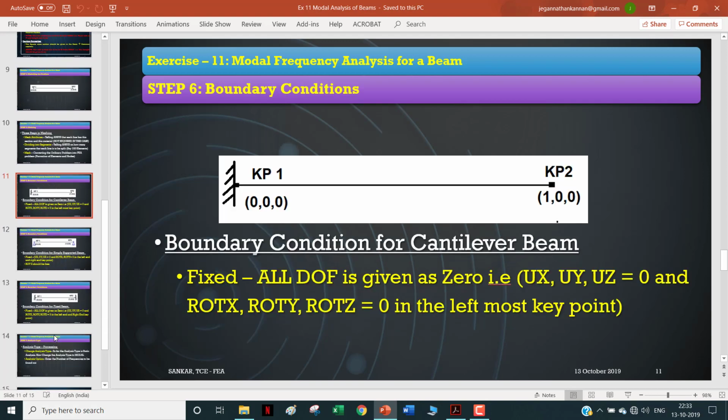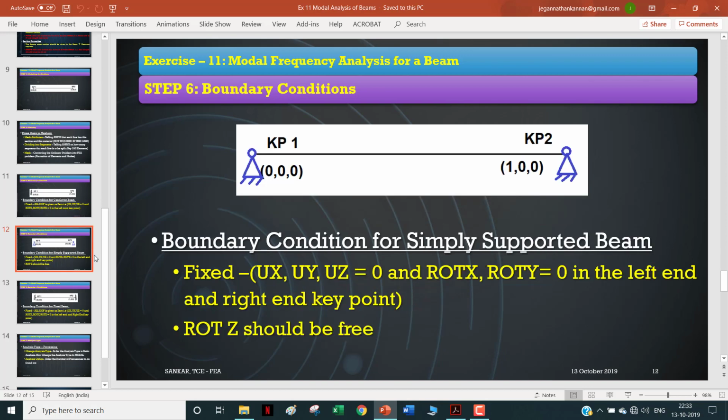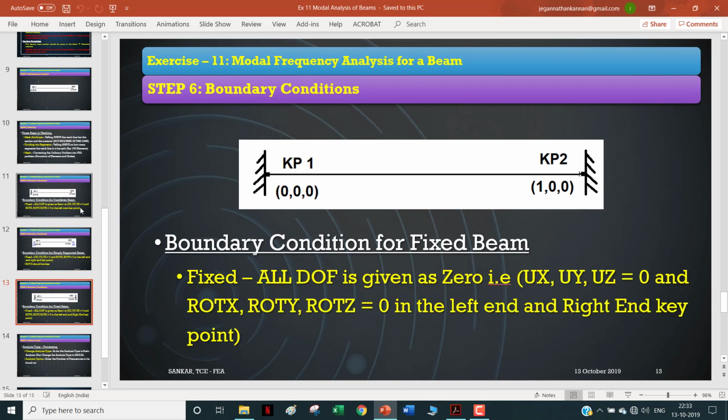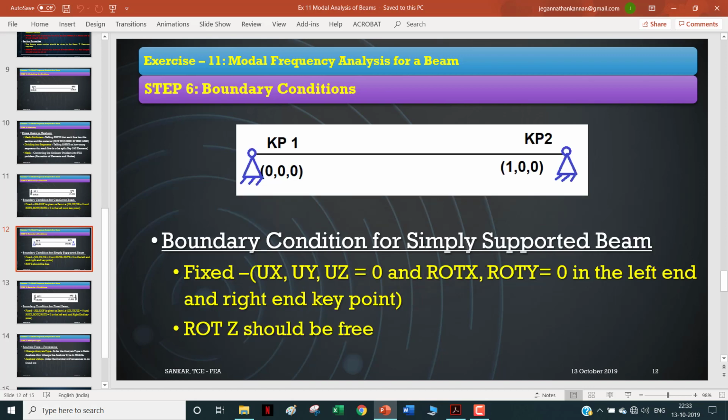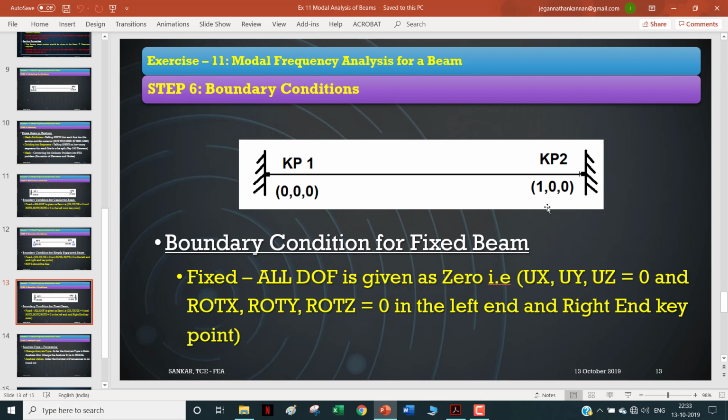So here I have 3 boundary conditions. First, initially I have to analyze the problem as a cantilever beam. Then I will analyze the problem as a simply supported beam. Then I will analyze the problem as a fixed beam. In each case, the boundary condition differs. In cantilever beam, only one end is fixed, which means all degrees of freedom, that is, 3 translations are 0 and the 3 rotations are 0. In simply supported beam, 3 translations are 0 and the 2 rotations are 0, and the out of plane rotation should be kept free. That is, the rotation about z should be free. And fixed, both ends are fixed, and both the translation and rotation at both the ends should be 0.